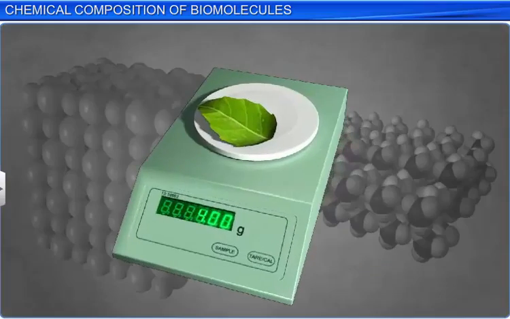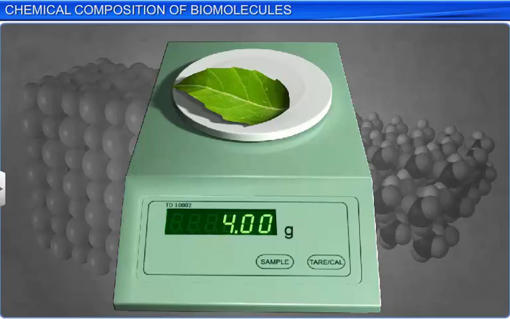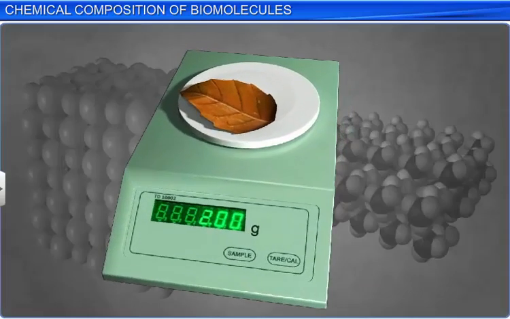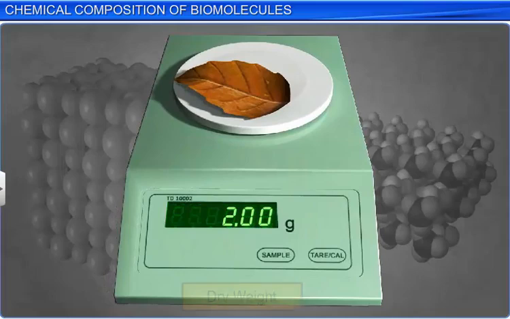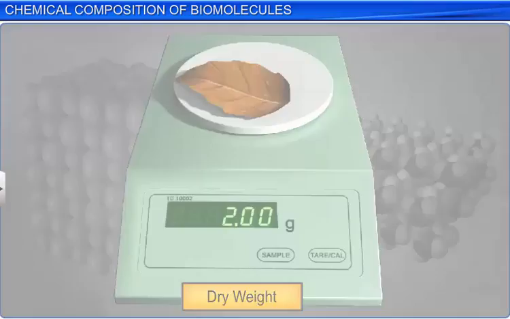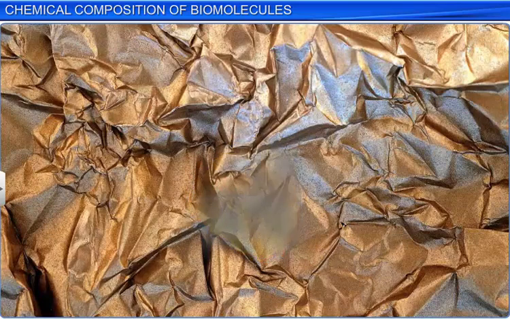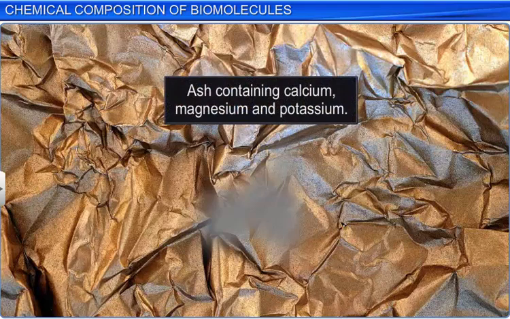To analyze the constituents of inorganic compounds, we carry out the following process. We take a small amount of living tissue, such as a leaf, and weigh it. This weight is known as wet weight. Then we dry this leaf to allow the water to evaporate to get its dry weight. Now, when we burn the leaf, the carbon compounds get oxidized and the leaf releases carbon dioxide and water vapor. The remaining ash contains inorganic elements such as calcium, magnesium, and potassium.